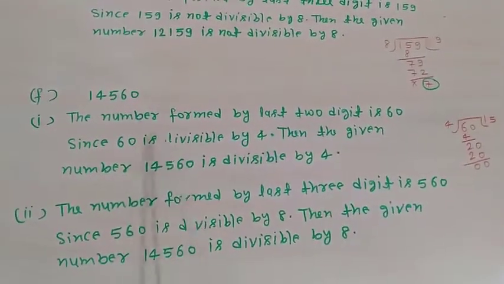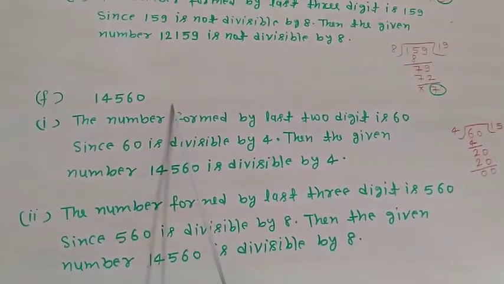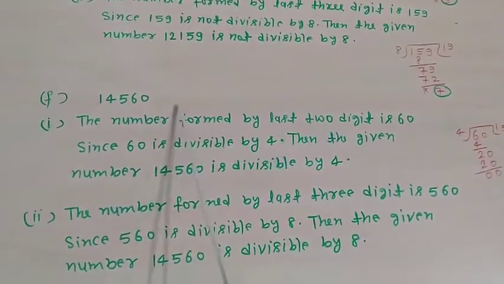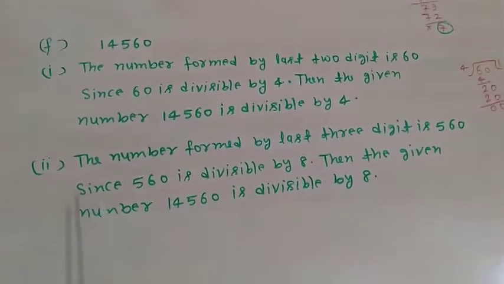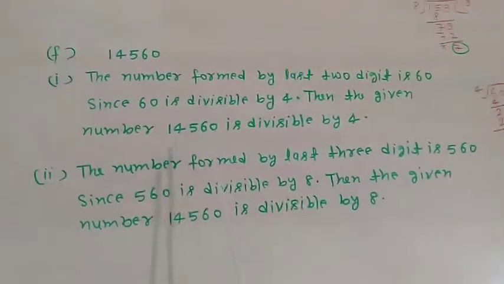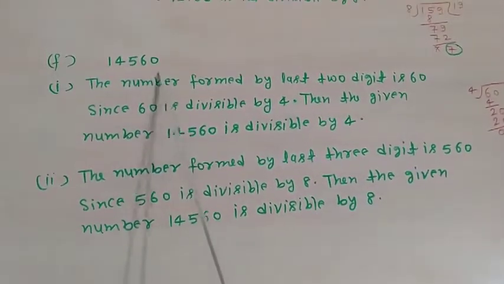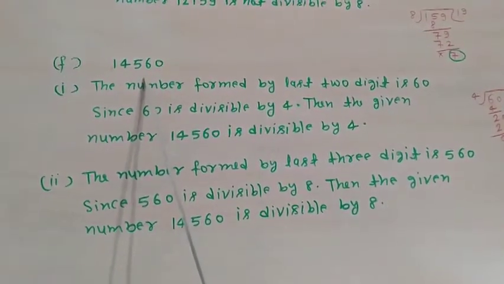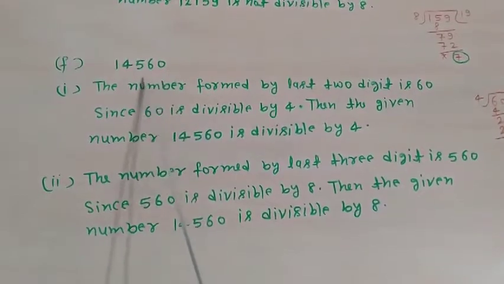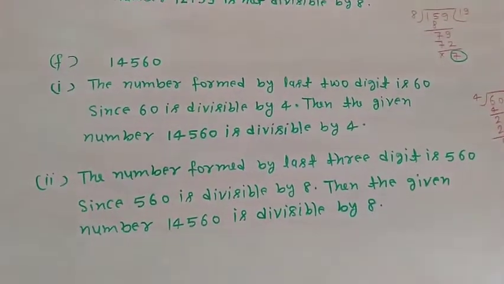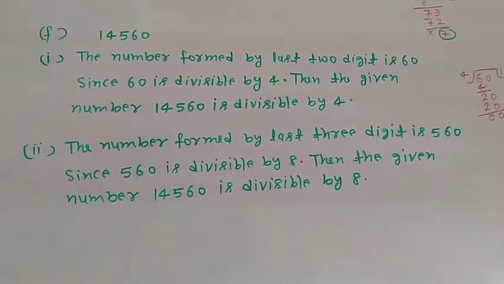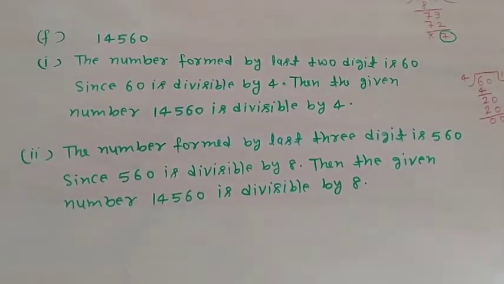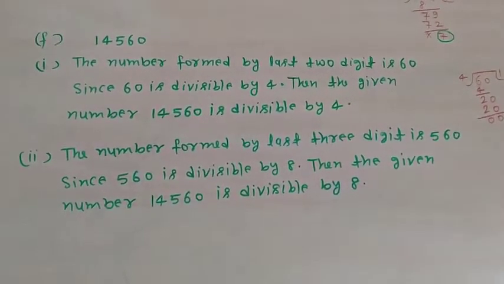Okay, so this number is divisible by 4 and divisible by 8 also. For the divisibility test of 4 we check the last two digits, and for the divisibility test of 8 we check the last 3 digits of given numbers. Okay, now we are going to discuss G part of question number 2.